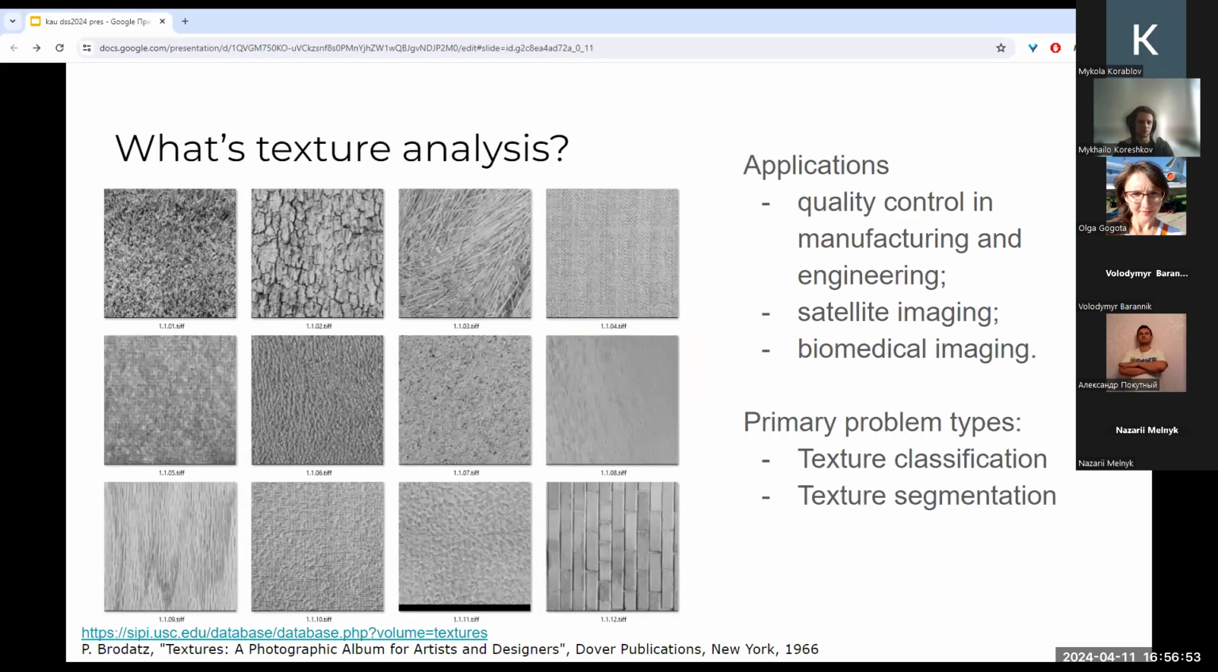Let's start with talking about what texture analysis is in general.